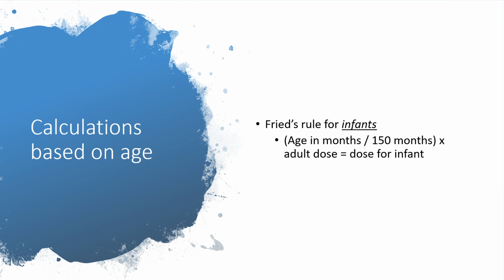Next, we have Fried's rule for infants. This takes into consideration the age in months. So the formula is age in months over 150 months times the adult dose. This is in milligrams. Okay, so months will cancel each other out and you will have milligrams.